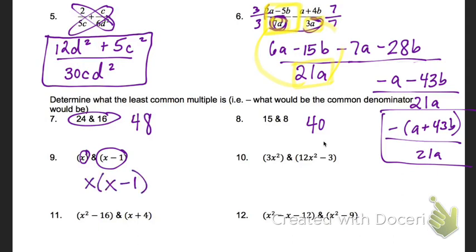Wait, 15 doesn't go to 40? No, 15 times 2. Yeah. So what is it? Is that right? No, 45? No. 8 doesn't generate. 60? 8 times... No. 15. 30? 8 doesn't go into 30. What's 8 times 6? I'm wasting time on this problem. Somebody figure it out. You're welcome.